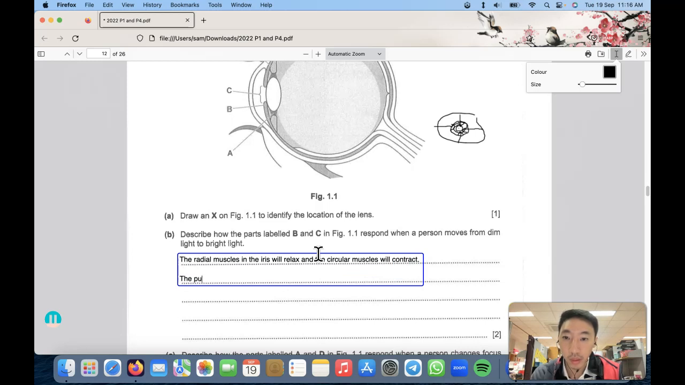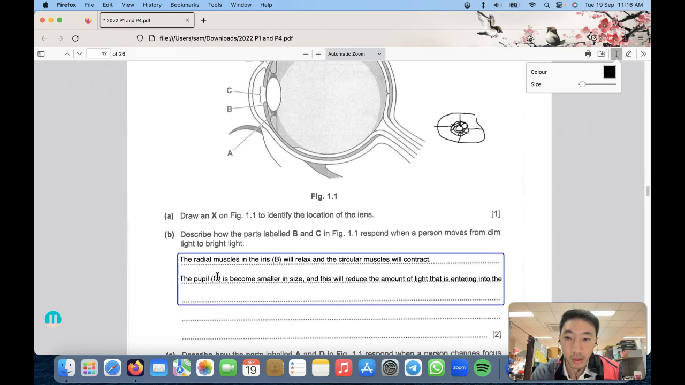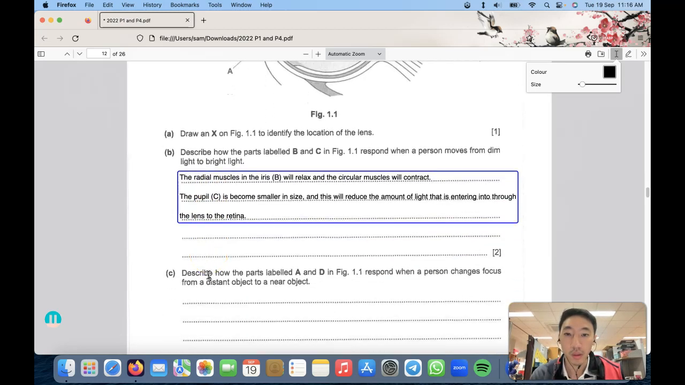The pupil, okay, I forgot to label. So the iris is B, right? The pupil, C, will become smaller in size, and this will reduce the amount of light that is entering through the lens, the retina. So that is 1 mark for this, and then 1 mark for the pupil. Okay, 2 marks.